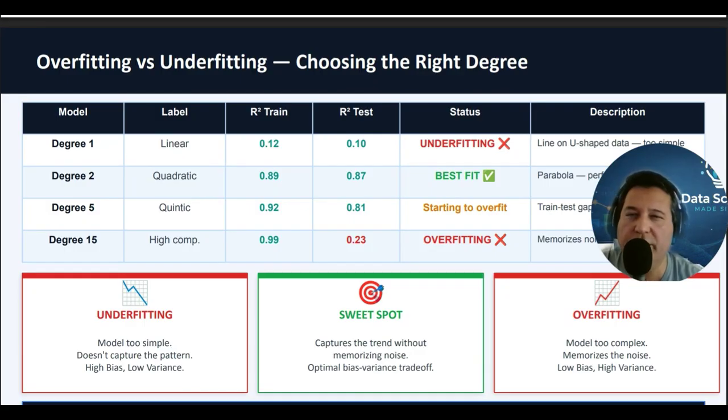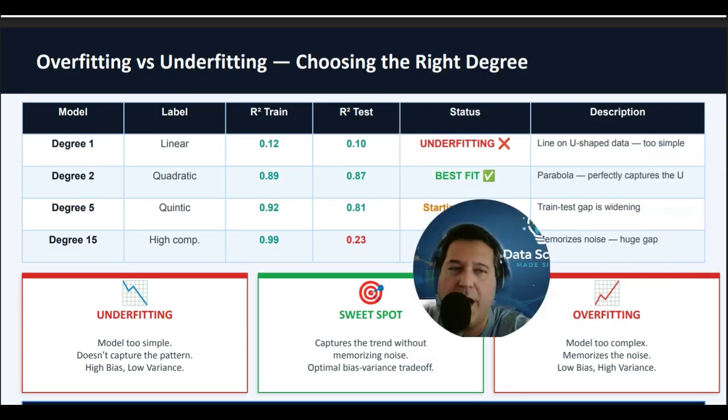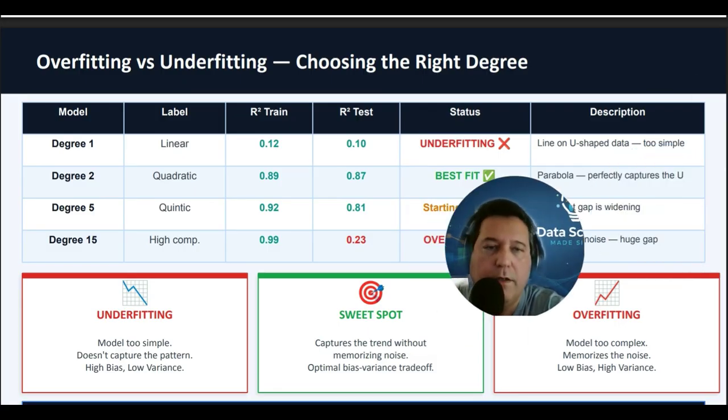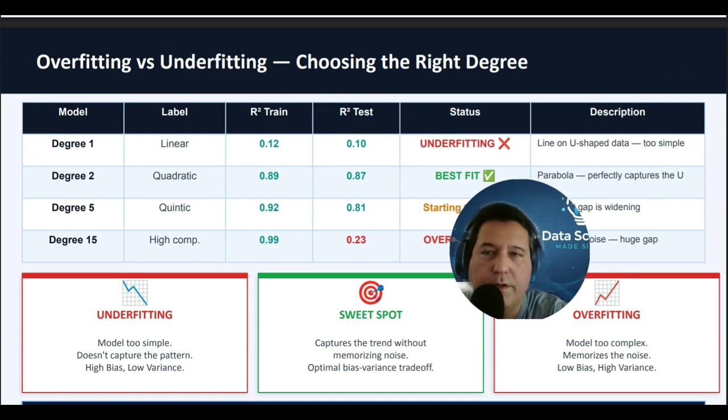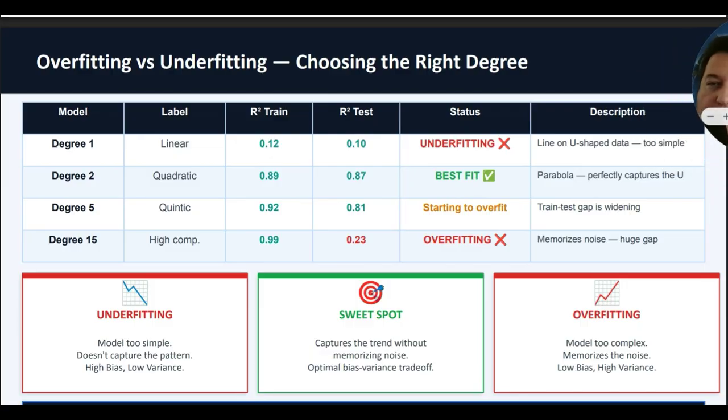Overfitting versus underfitting, choosing the right degree. But be careful not to overdo the polynomial degrees. This table shows us that degree 1 is too simple and underfitting. Degree 2 is our sweet spot, a perfect balance. But if we go up to degree 15, we fall into the disaster of overfitting.